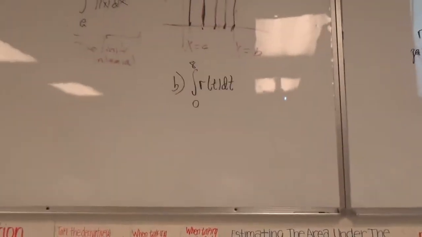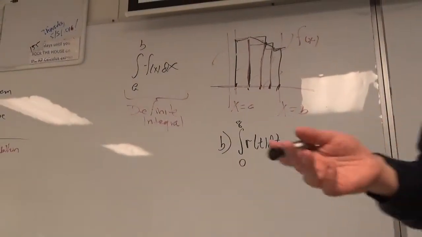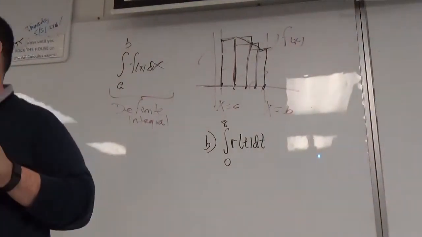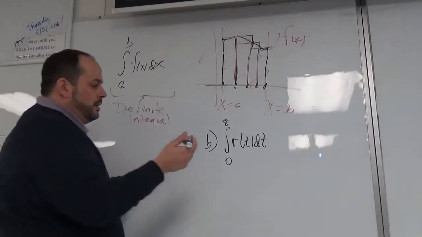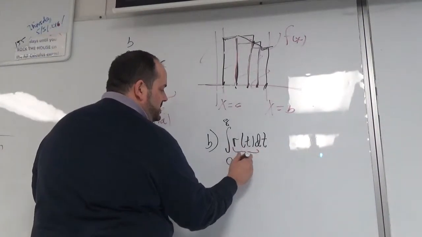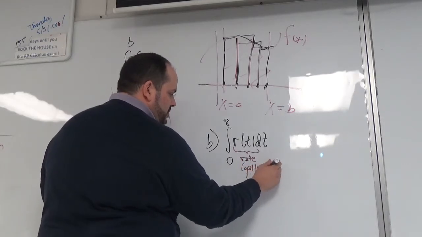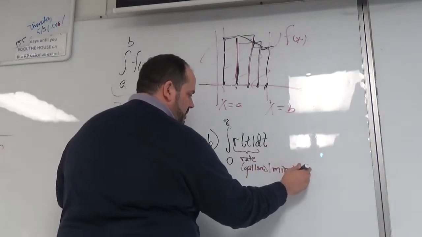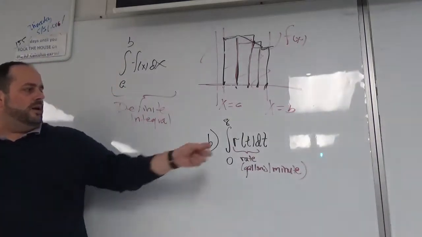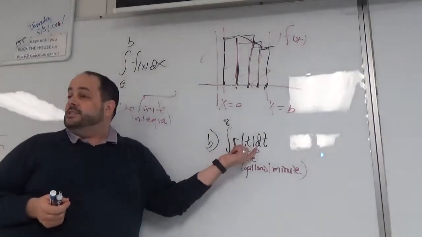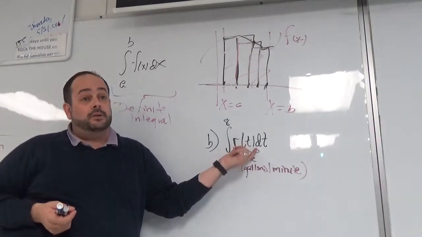What would that actually mean? The integral from 0 to 8 of r of t dt. Jennifer, what would it mean? The rate of water from 0 minutes to 8. R of t represents the rate, and this is a rate that's being measured in gallons per minute. I agree with you on that. I don't agree with you on the meaning of this notation, though. R of t is the rate that water's leaking out.